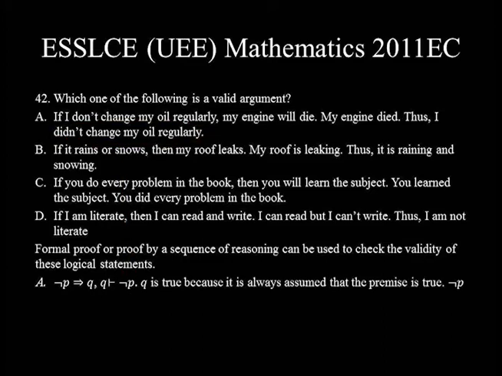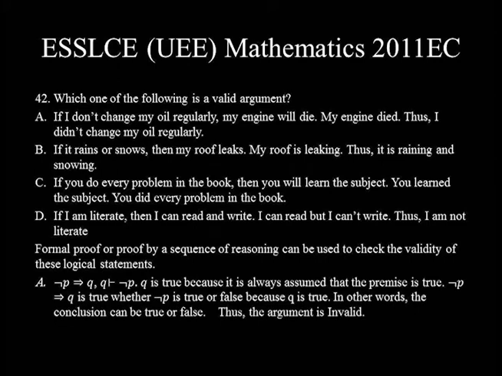Q is true, because it's always assumed that the premises are true. Negation of P implies Q is true, whether negation of P is true or false, because Q is true. In other words, the conclusion can be true or false, thus the argument is invalid.